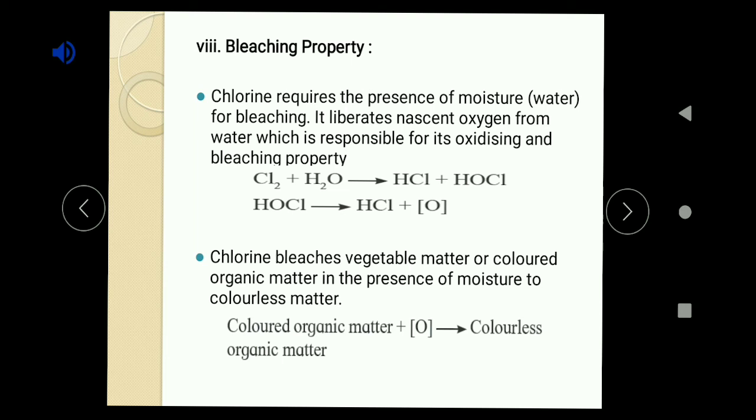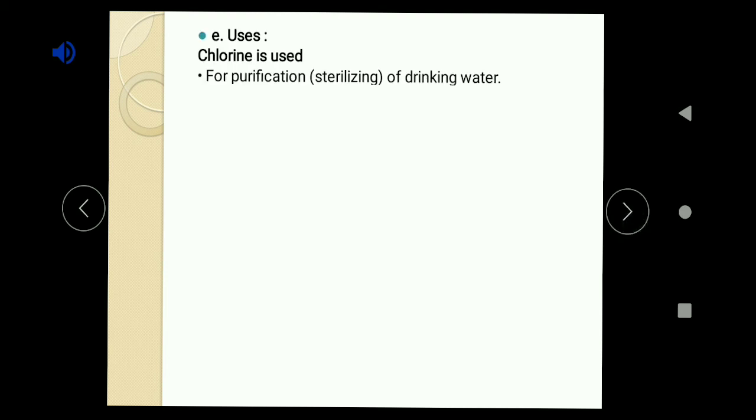So try to write down all the reactions again and again to remember those, because a particular question on any of the properties can be asked. So practice and a lot of practice is needed to remember these reactions. Now, after chemical properties, we are going to learn about the uses of chlorine one by one.